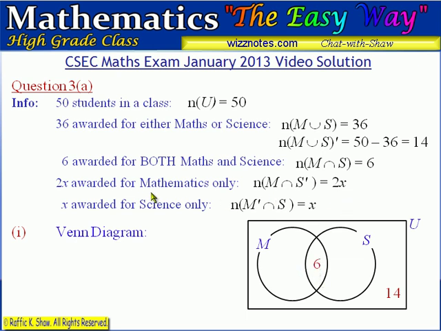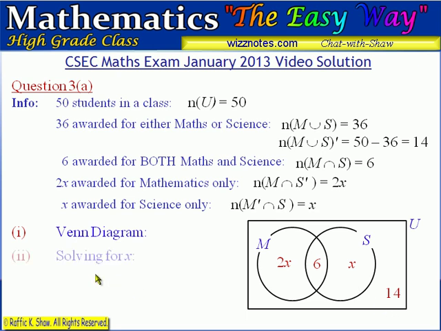The 2x was the number of students in math only. That will be placed here. That's a subset for the students awarded for math only, and then the students awarded for science only will be placed in this subset here, and that number is x. And that's our completed Venn diagram with all the subset values shown.